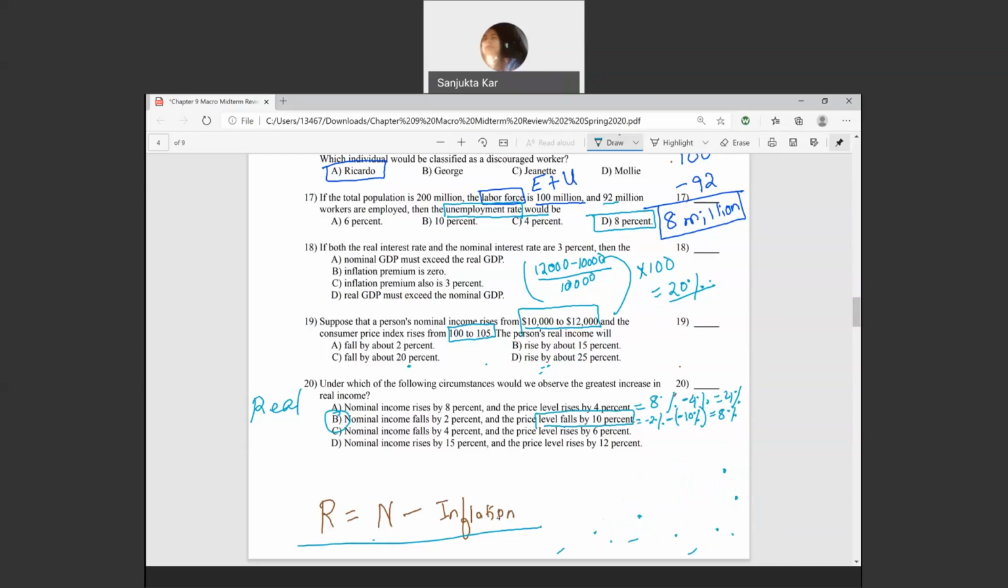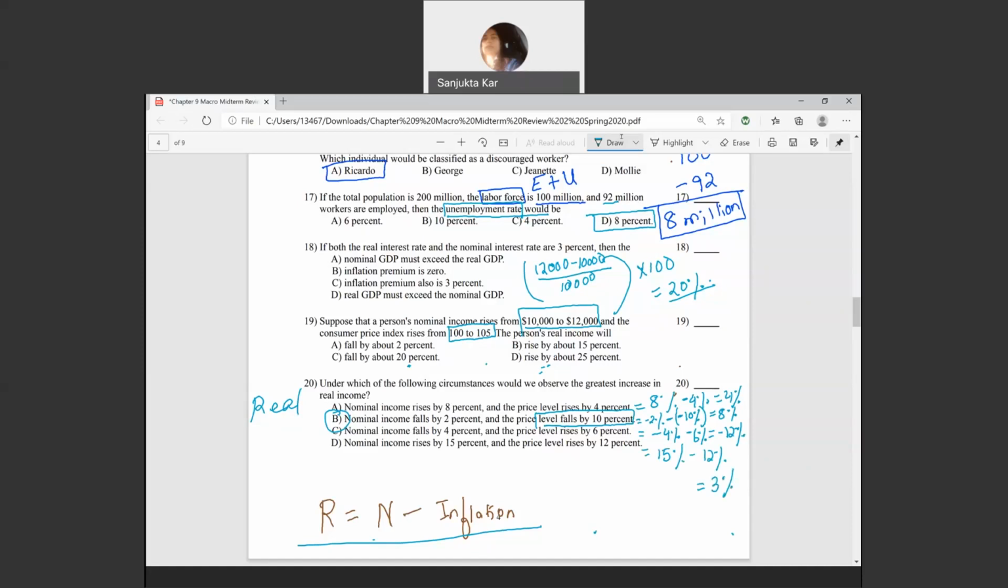Okay, this is too many things here. All right, number C: the nominal income falls by 4% and the price level rises by 6%. This one is equal to negative 12%. Next one, number D: the nominal income rises by 15% and the price level rises by 12%. This one is going to be equal to 3%.